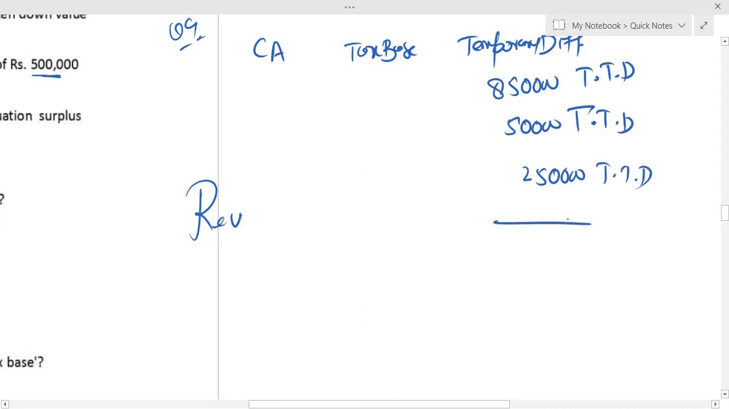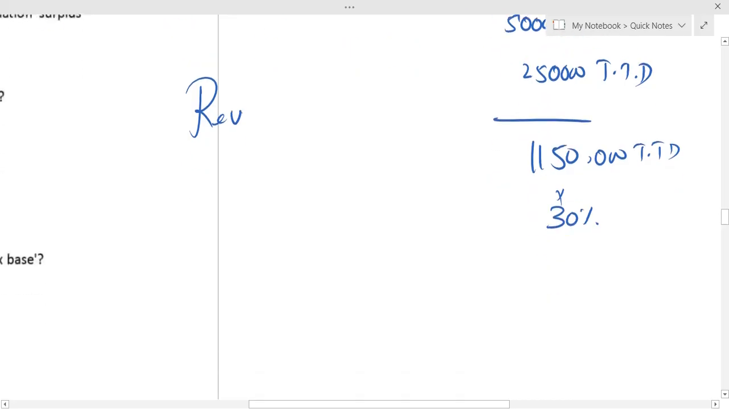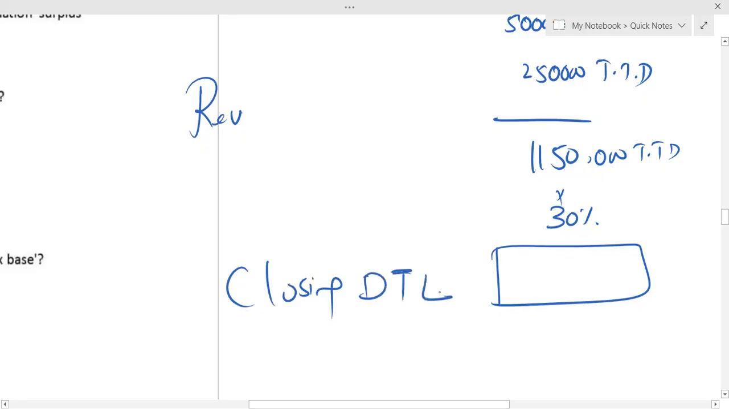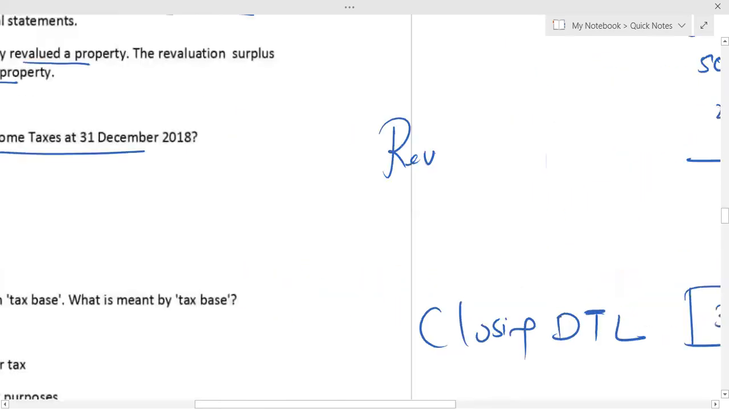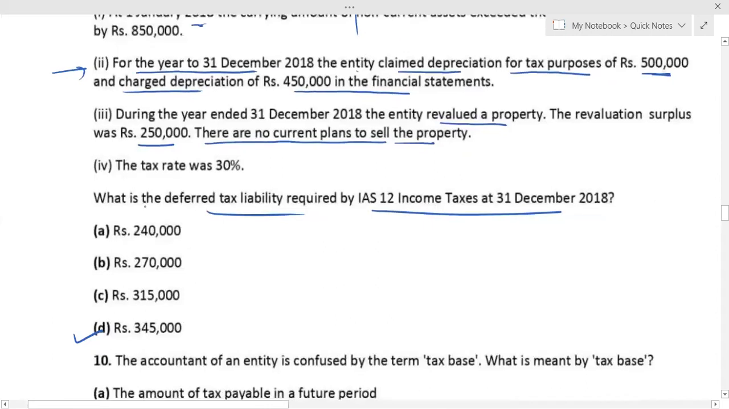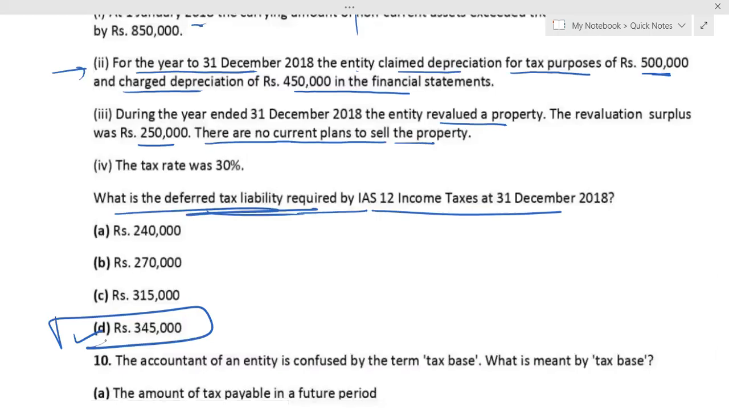If I add all of them, 850, 50 plus 250, the total taxable temporary difference is 11,50,000. Tax rate is 30%. Here comes the closing deferred tax liability, and the examiner has asked us only to show the closing deferred tax liability: 3,45,000. Let's read the question again. What is the deferred tax liability required by IAS? Deferred tax liability required is 3,45,000. So the closing deferred tax liability is 3,45,000.